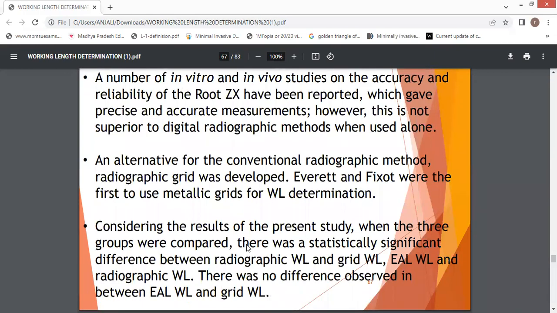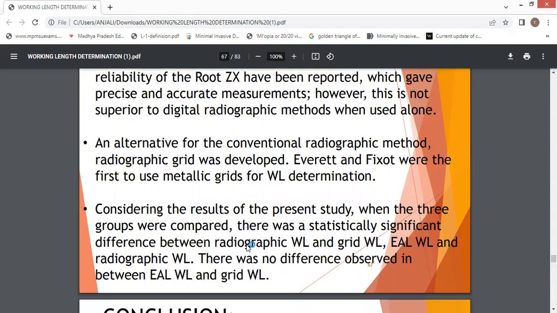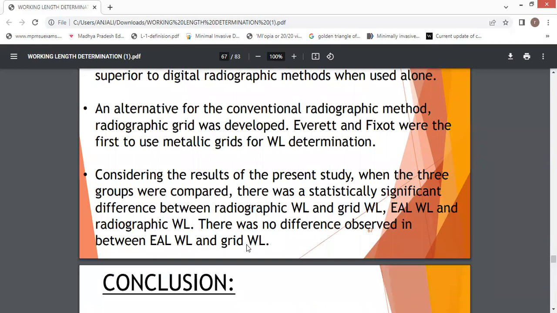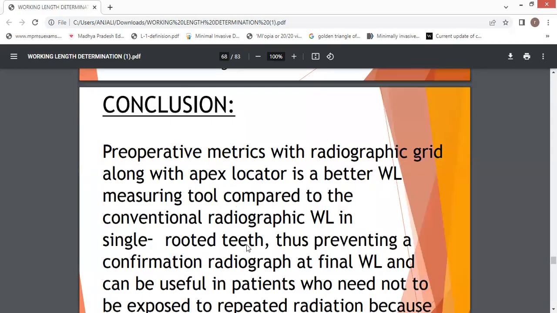Considering the results of the present study, when the three groups were compared, there was a statistically significant difference between radiographic working length and grid working length, and between electronic apex locator working length and radiographic working length. There was no difference observed between PAL WL and grid WL, where PAL is the electronic apex locator.